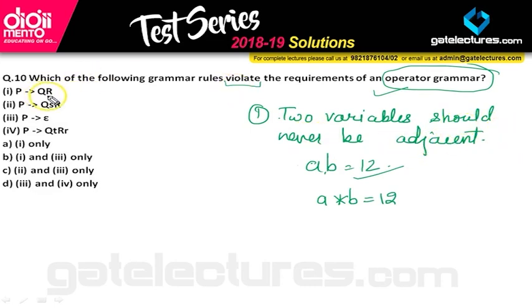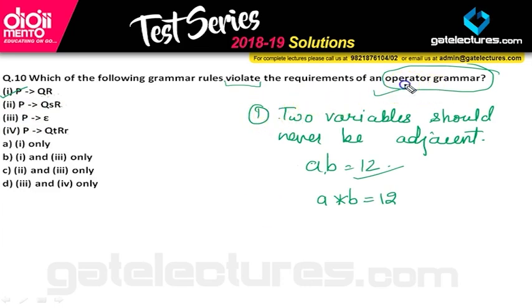So if we look at the first production here, the two variables, these are the variables, they are adjacent to each other. These are terminals, and these are variables. The first rule says two variables should never be adjacent, so the first production is violating the rule. The second one is not a problem because the variables are separated by a terminal. This could be an operator also, so this is not violating. The third one is also violating.